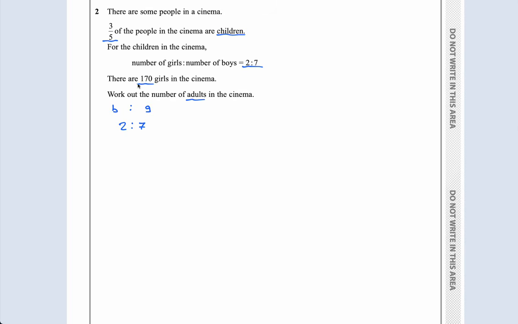Now they tell us there's 100... no, sorry, that's wrong. It's girls to boys. They tell us there's 170 girls in the cinema. So what is the equivalent ratio? 2 to 7 is the same as 170 to what? The way to figure that out, guys, is you go, okay, what did I multiply 2 by to get 170? The answer is 85. So I need to multiply this by 85, times 85, times 85. This times 85 to give me the number of boys.